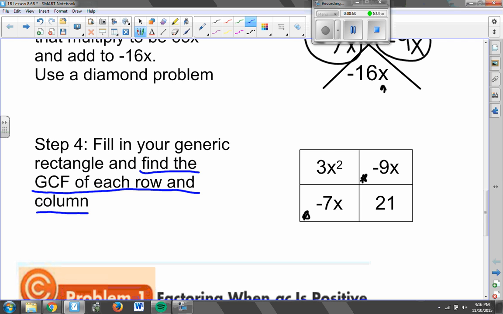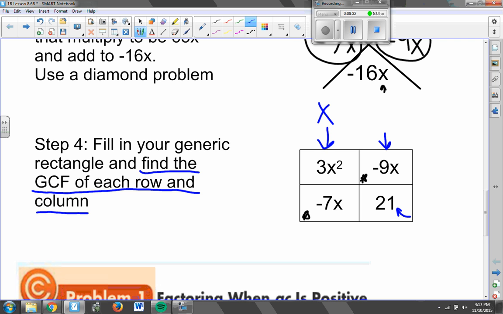So what that means is I'm going to look at this column right here, 3x squared and negative 7x, and find what is common between the two. I don't think 3 and 7 have any factors in common because they're both numbers that are just 1 in that number. There's no other factors. So the only thing that's common here is an x. But if I look at this column, I notice that the x is not common because the 21 here is missing an x. It's not there. So we can't say x is the greatest common factor or part of our greatest common factor.